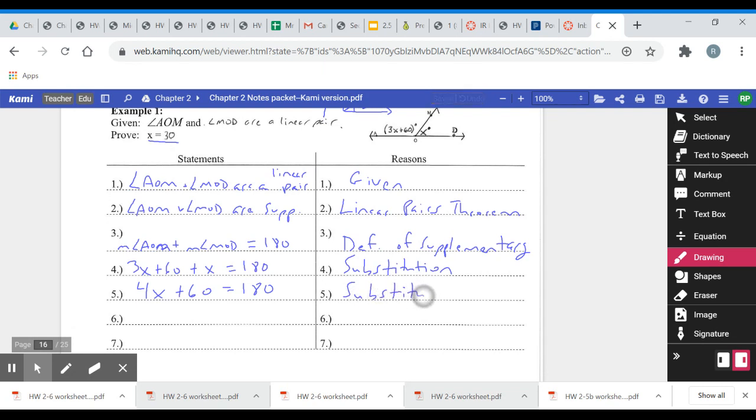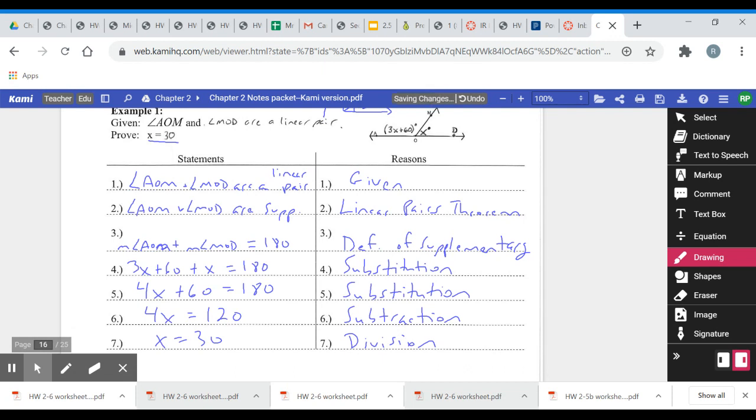Okay. From there, I want to solve for x. So next thing I can think of is I'm subtracting 60 from both sides. So I get 4x is equal to 120, and that is subtraction. And then from there, I can divide by 4 on each side to get x equals 30, and that is division.